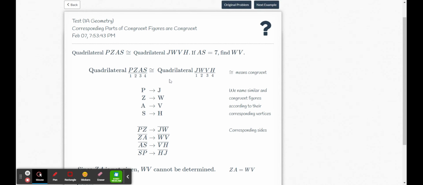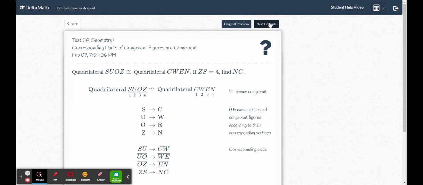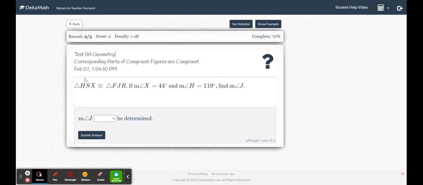So if I'm saying PZ, then it's going to be JW. If I say PA, it's going to be JV. So 1 3, 1 3, 1 2, 1 2, right? And no matter how many examples you look at, it's going to be the same thing. They're going to number them so that you can understand the order that they go in, right? So if I'm saying HSX is 1 2 3, FJR is also 1 2 3.